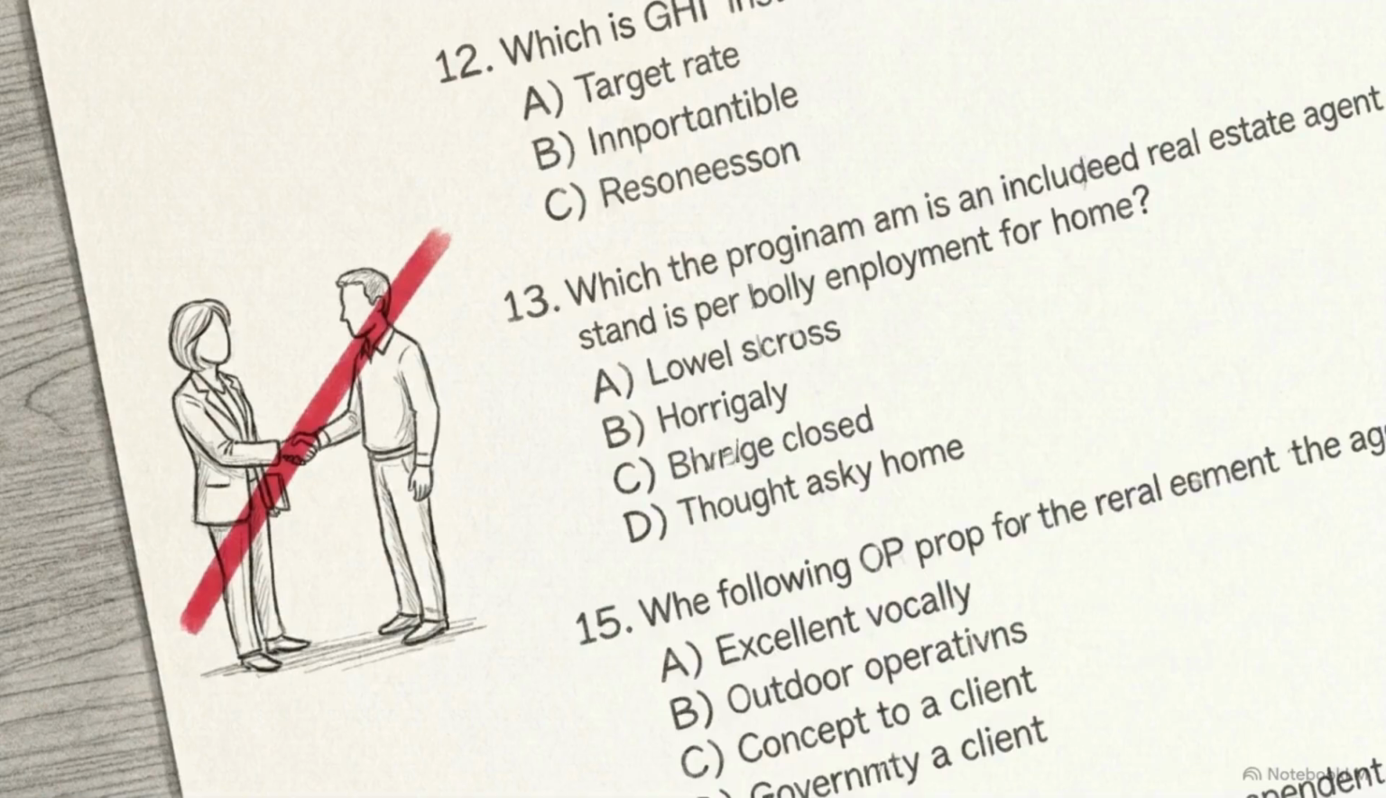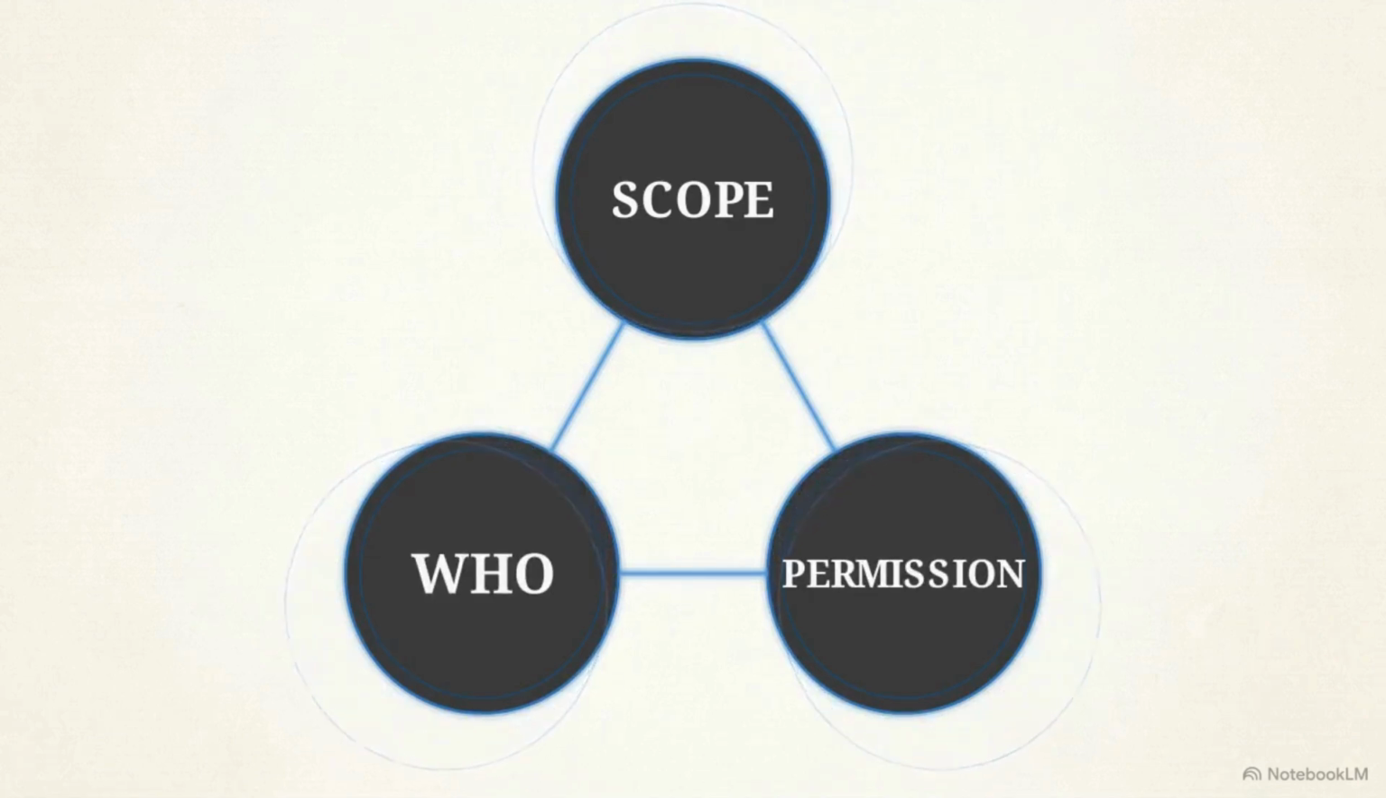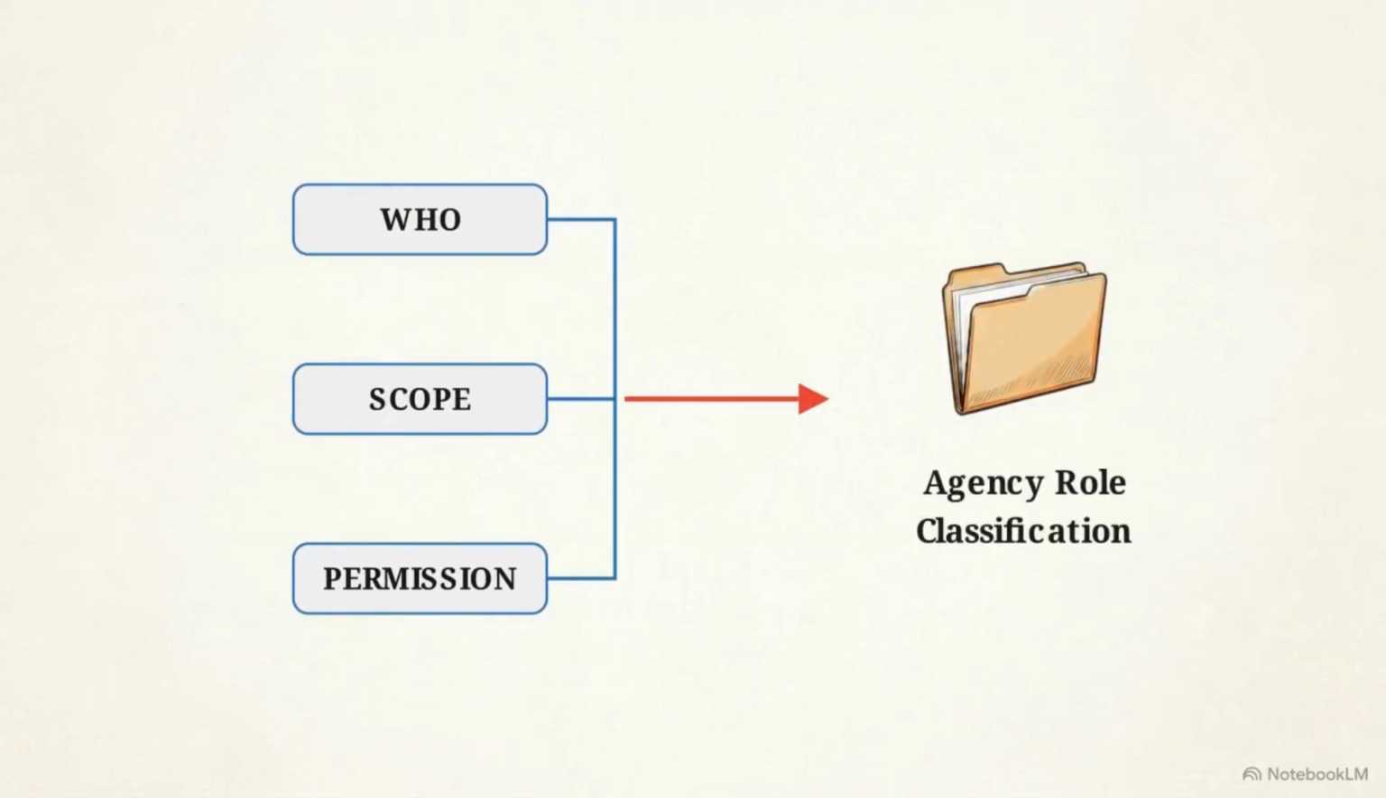To pass the real estate exam, you have to look past the simple question of who an agent is helping. You must analyze the specific scope of their work, whether they have the principal's permission, and who carries the legal liability for their actions. We categorize these details using the who, scope, permission framework. Applying these three criteria will allow you to properly classify any real estate scenario you encounter on the test.